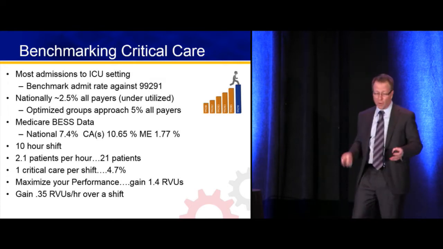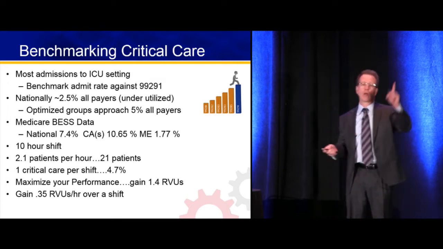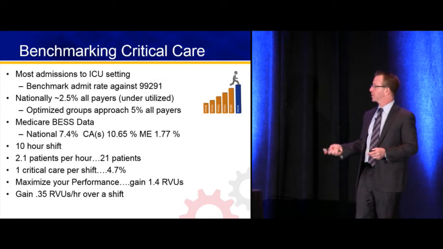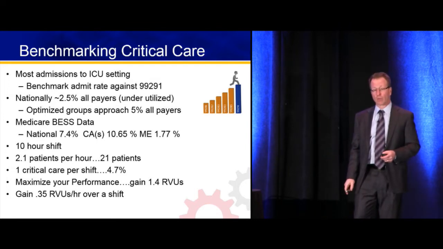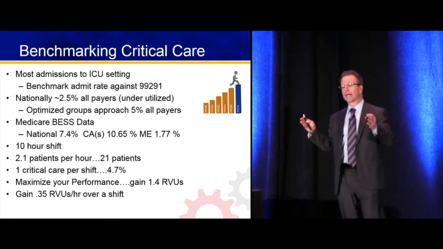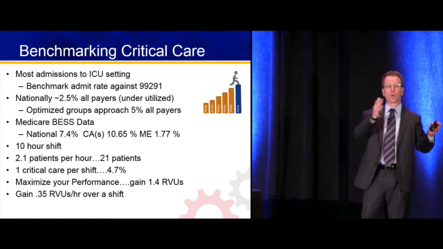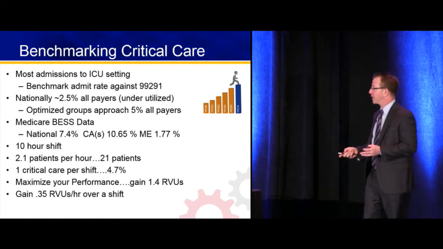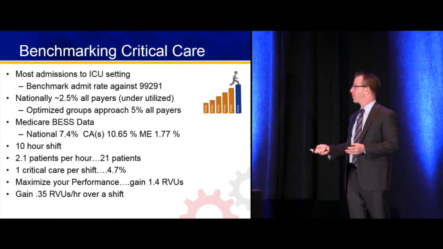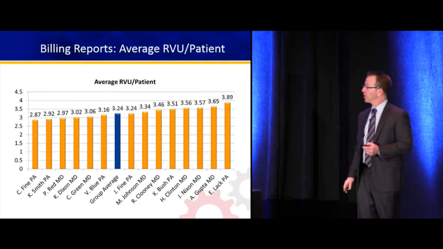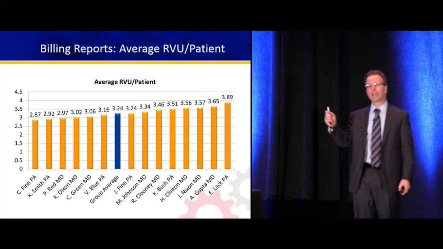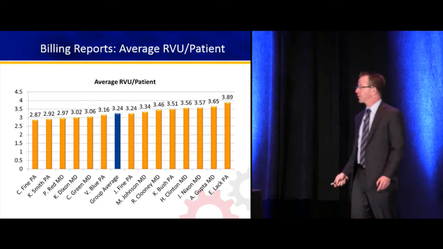10-hour shift, 2.1 patients per hour. You see 21 patients. One critical care patient per shift puts you at 4.7%. And you're right in that sweet spot. And again, you can benchmark yourself, 0.2 to 0.3 times your admission rate. And there's a 1.4 RVU difference. And if we look over the course of a shift, you can gain over 1.4 RVUs.